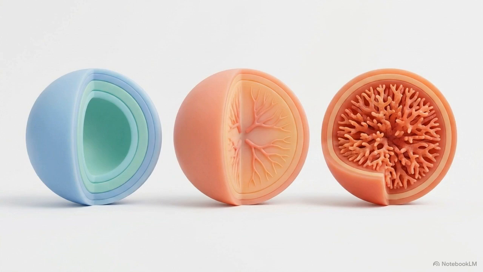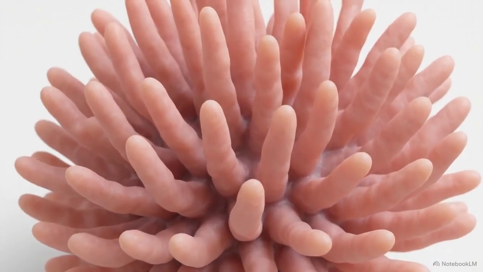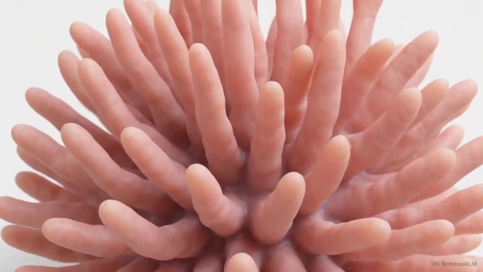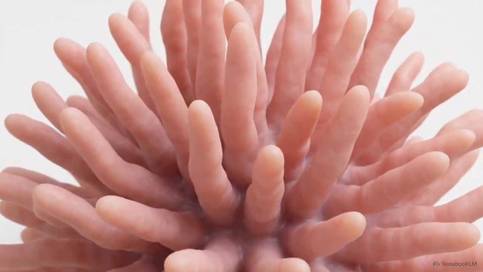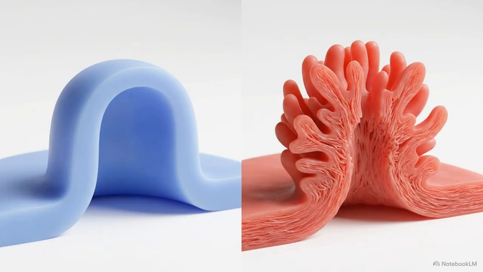Adenomas are categorized into three architectural subtypes: tubular, tubulovillous, and villous. To sort them by risk, remember the mnemonic, Villous is the villain. A villous adenoma has long, finger-like projections that create a massively expanded surface area for dysplastic cells to multiply, resulting in a 3 times higher malignant potential than a standard tubular adenoma.